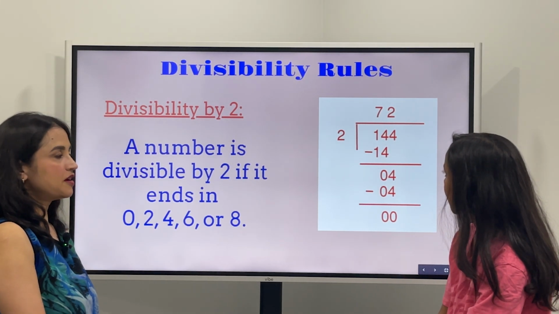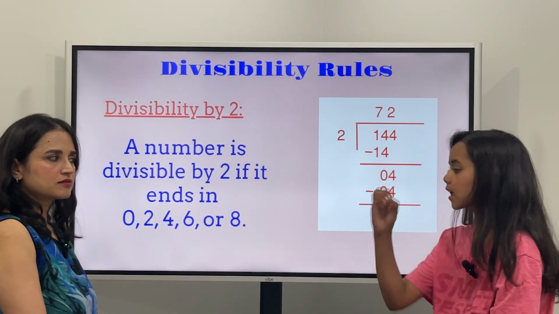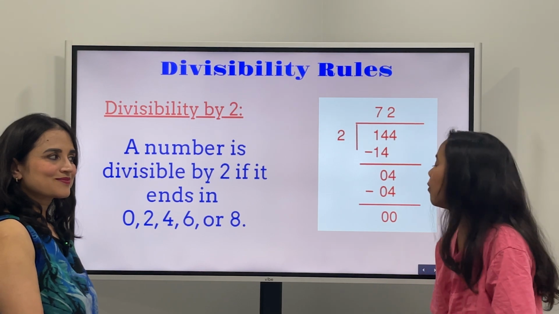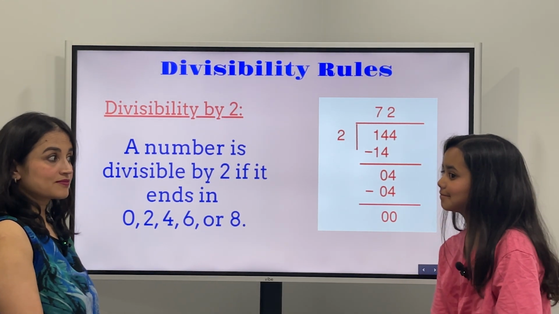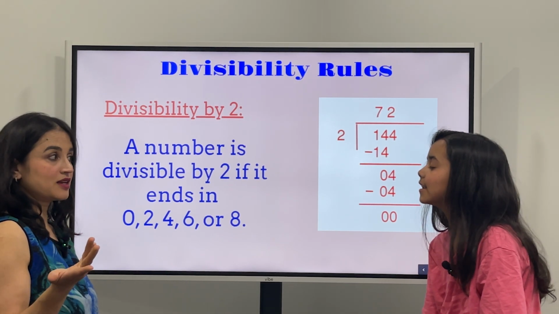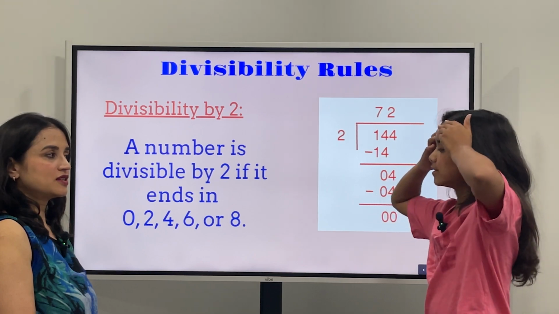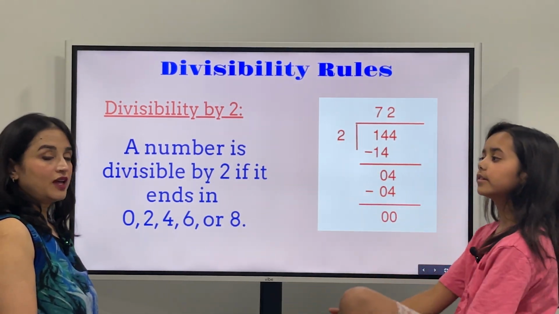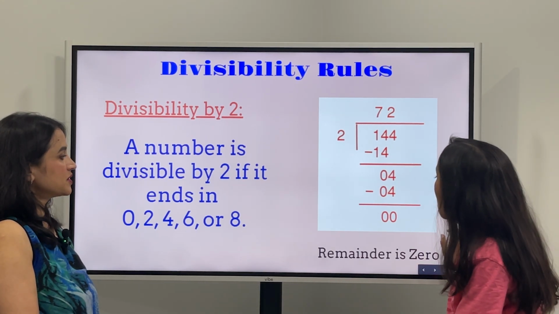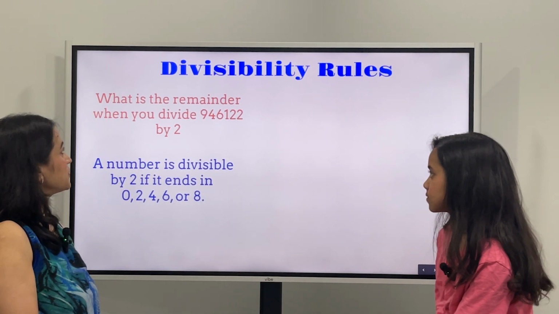So 144 divided by 2. What will be the remainder, Lina, and why do you think so? It's because the last digit, 4, is an even number. That's why it's going to be divisible by 2, and the remainder is going to be 0. Okay, let's see some more examples.